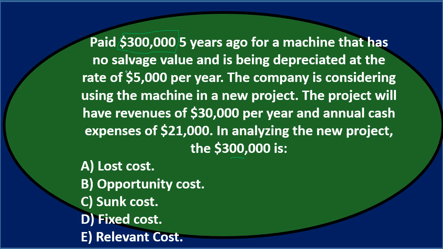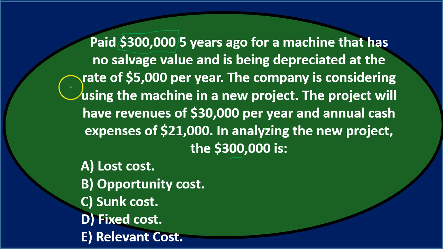Okay, so let's go through it again. Paid $300,000 5 years ago for a machine that has no salvage value and is being depreciated at the rate of $5,000. Now, note that the company is considering using the machine in a new project. The project will have revenues of $30,000. Note that once you see this kind of thing, the question, of course, is going to be from a managerial accounting topic: should they take on the new project or not? That's what you're expecting if you were to read this type of question.